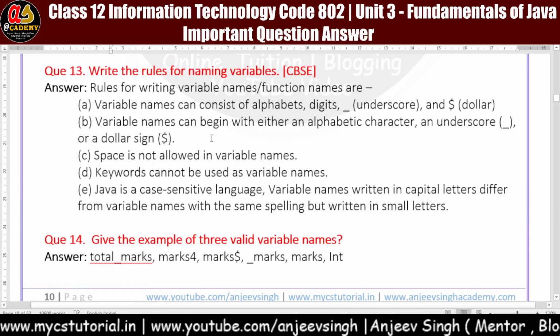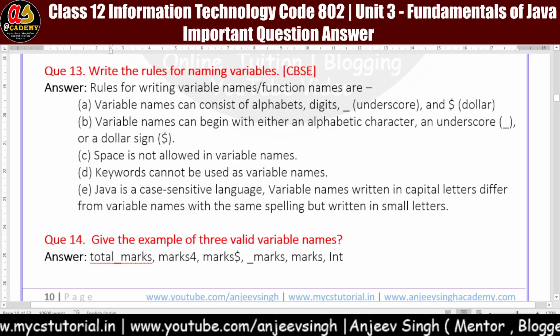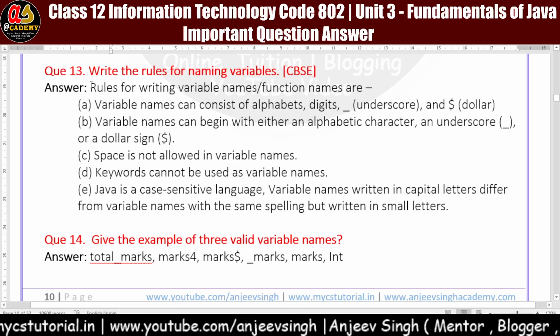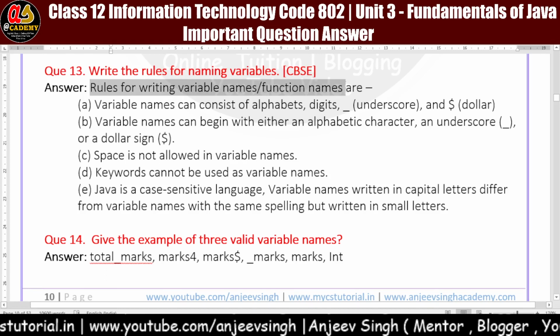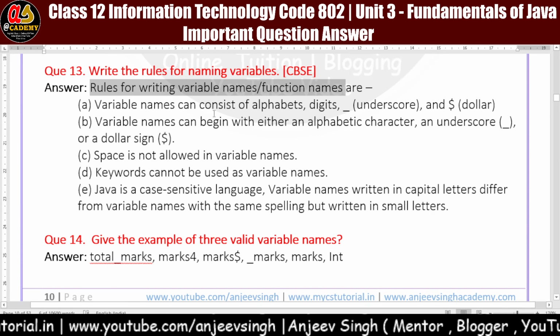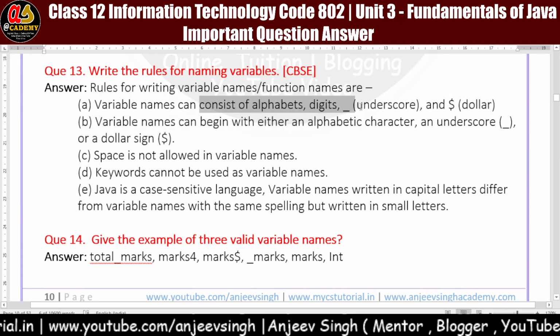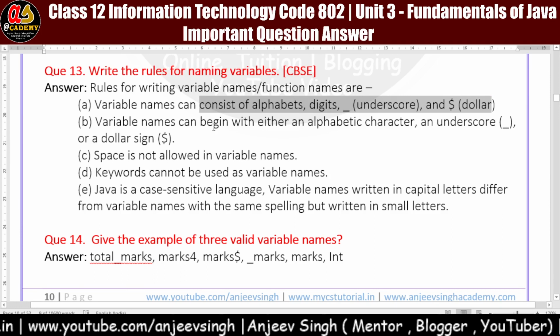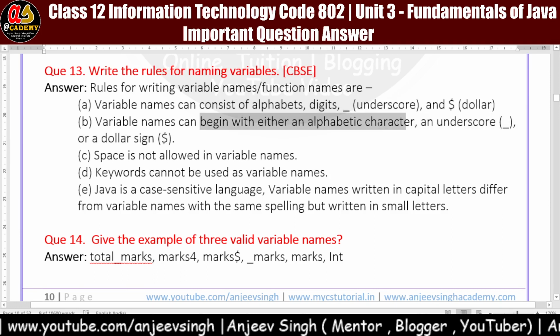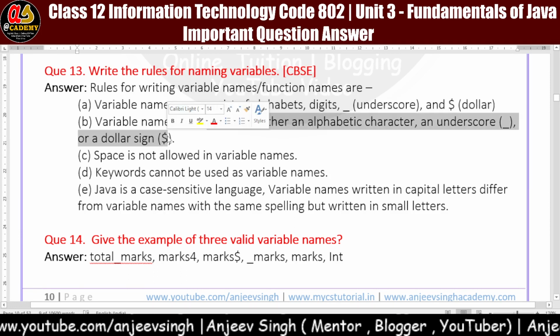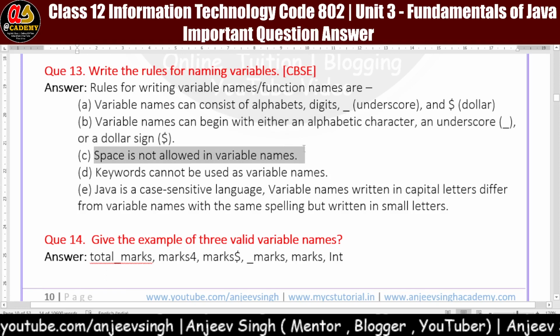Okay, write the rules for the naming of variables. This question was already asked in the CBSE. Rules for writing variable names and function names are: variable names can consist of alphabets, digits, underscore, and dollar symbol. Variable names can begin with either an alphabetic character, underscore, or dollar sign. Space is not allowed in the variable name.